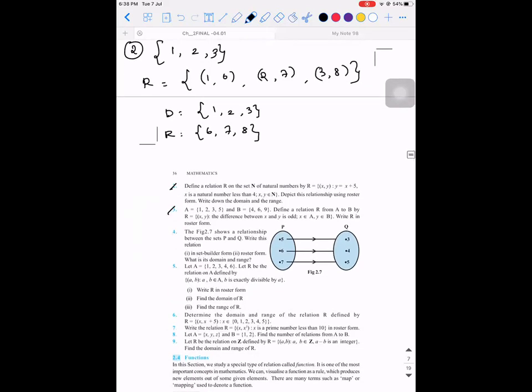So A is {1, 2, 3, 5} and B is {4, 6, 9}. Define a relation R from A to B by R is equal to {(x, y) such that the difference between x and y is odd}, where x belongs to A and y belongs to B. So write R in the roster form. The difference here does not mean only the subtraction. Difference between x and y means it can be x minus y or y minus x, but that has to be an odd number. That's it.